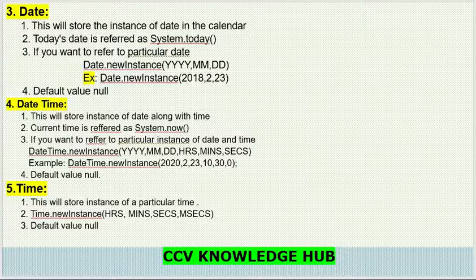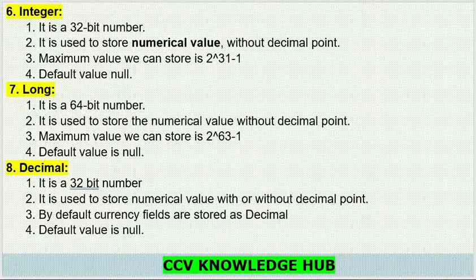And the next one is Time. This will store an instance of a particular time. If you want to know a particular time, use Time.newInstance with hours, minutes, seconds, milliseconds. All this information we will use with these data types to find the time. Let's move to the next data types.